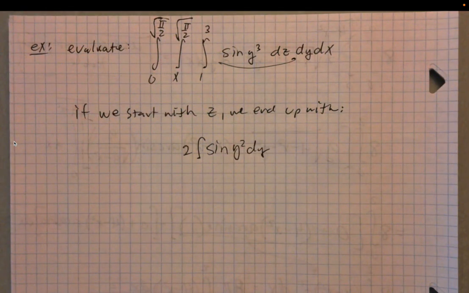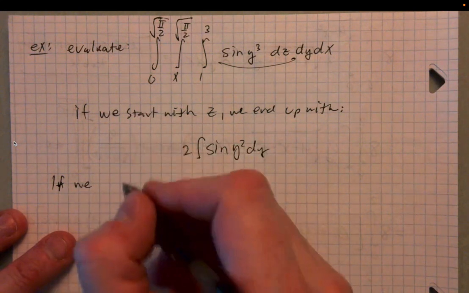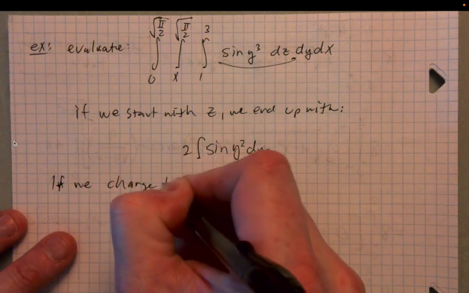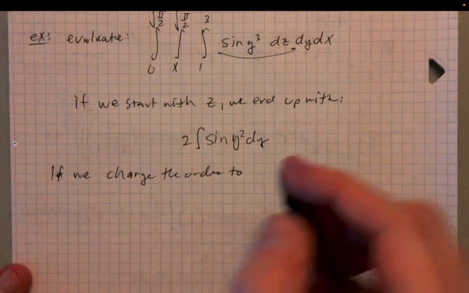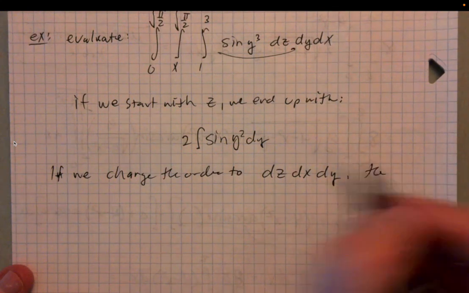Now, sine of y squared dy is not a straightforward integral to calculate. If, on the other hand, we switch the order of integration around, yes, we do have to reconsider the bounds, but it turns out this integral can be made very straightforward and easy. So in particular, if we change the order to dz dx dy, the problem is much easier.